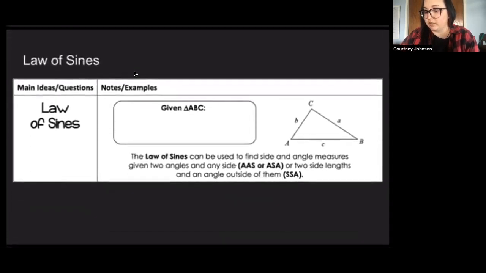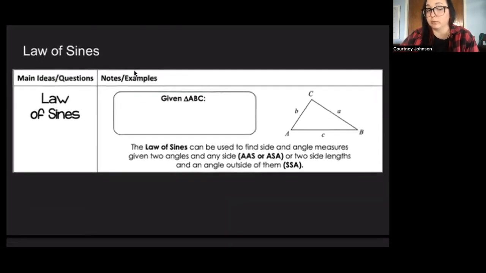All right, diving into our law of sines. The law of sines can be used to find side and angle measures given two angles and any side. So either in format AAS or ASA, or two side lengths and an angle outside of them, which is SSA. So this is the other form that we're looking at today.